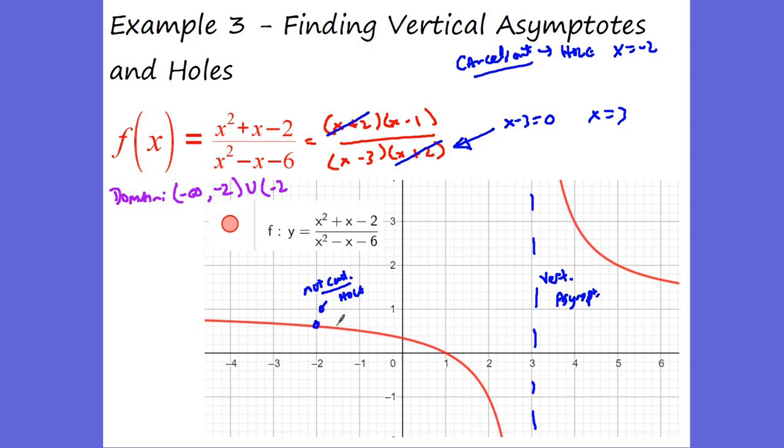We go from negative 2 all the way to positive 3. And then we go from 3 all the way to infinity. So again, all real numbers except for this hole right here at negative 2 and the asymptote at positive 3. So what cancels out when you factor is going to be a hole. What doesn't cancel out is going to be a vertical asymptote.